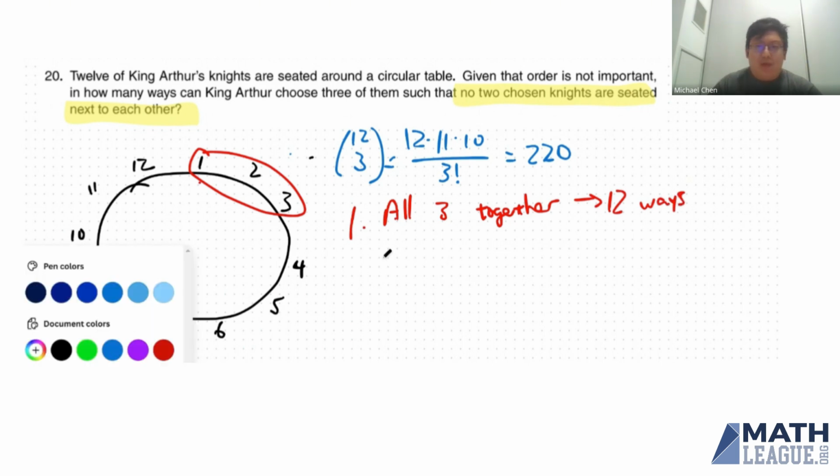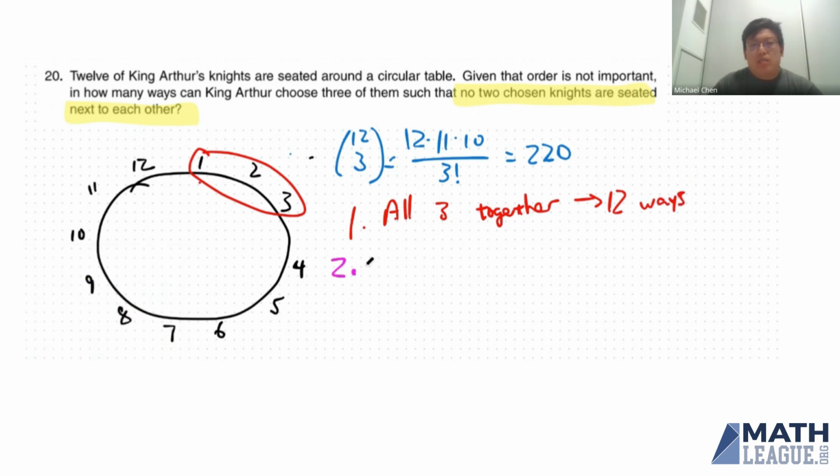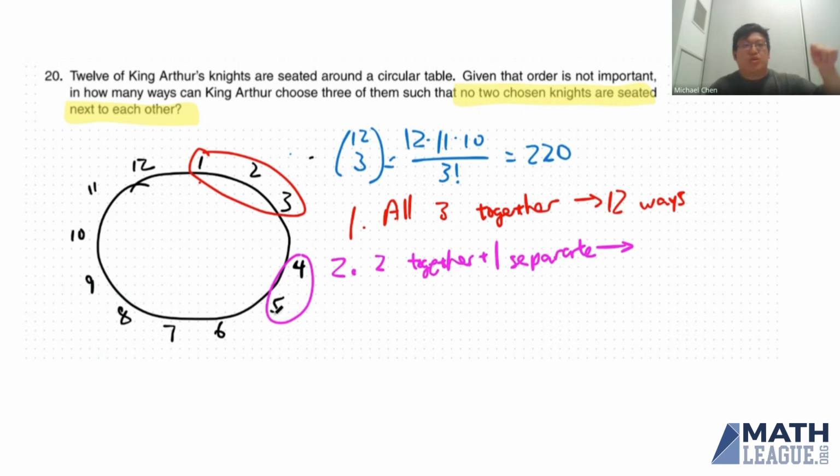Nice enough. Okay, our second way is a little more complicated, though. The second way is that we have 2 together plus 1 separate. So this still doesn't work, but it's a different case than all 3 together. So how many ways do we need to subtract out from this possibility? Well, the number of ways to pick 2 knights that are together is still 12. It's just 2 consecutive knights, and it could start at any one of the 12. There's 12 ways to do that.